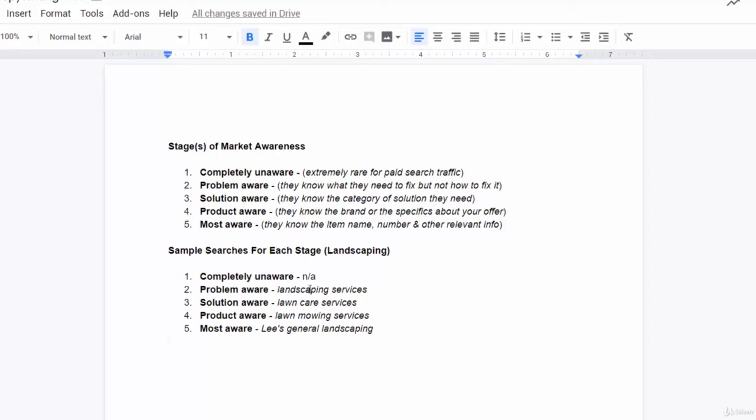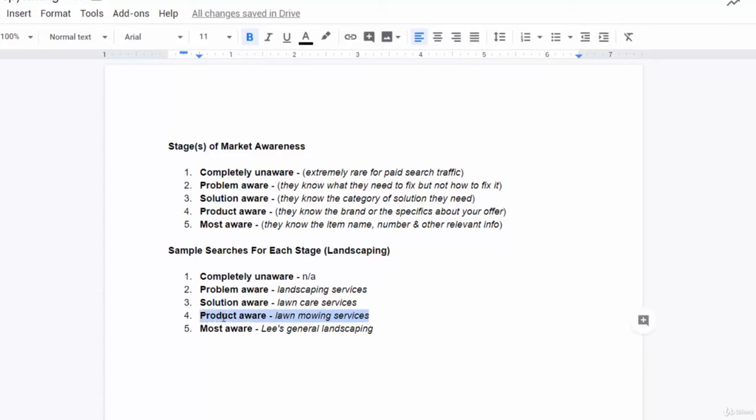We have at the very top, problem aware, landscaping services, very broad, but it's still right under the umbrella of landscaping. And then the next stage, lawn care services. Now we're getting more specific. This is the solution. They're looking for specifically lawn care services. And then product aware, lawn mowing services. As you notice here, the best stage to catch people is here, okay?